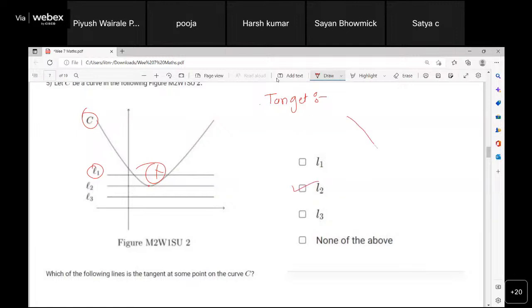What if this curve is like a V shape, and I have this particular line? In that case, can I say this line is a tangent at this particular point? No, sir. I mean, yes, but that's not a unique tangent, because at this particular point we will not get the instantaneous direction. It can be in any direction. I can draw an infinite number of tangents at this point. So this is not a tangent.